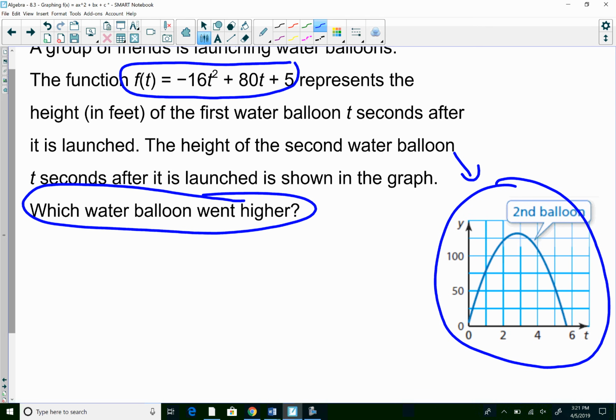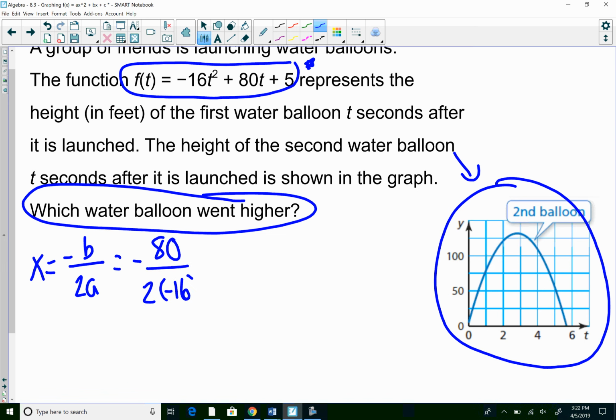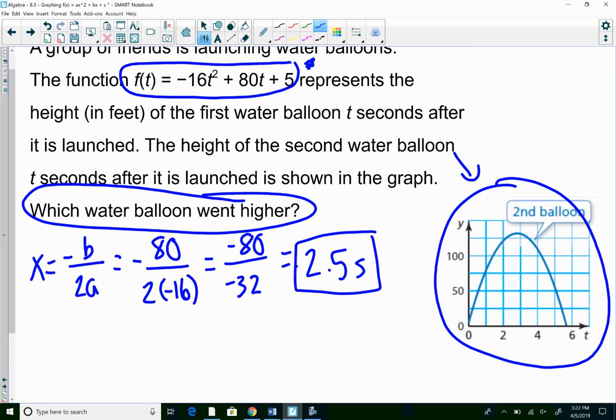With this one, they want you to figure out what the height is, and for the other one, they want you to read the graph and figure out what the height would be. So let's again find that axis of symmetry, opposite B over 2A. Your B value is 80, so it's the opposite of 80 over 2 times negative 16. So you've got negative 80 over negative 32. That's going to end up being about 2.5. Remember, this is your time, so 2.5 seconds is going to be that axis of symmetry.